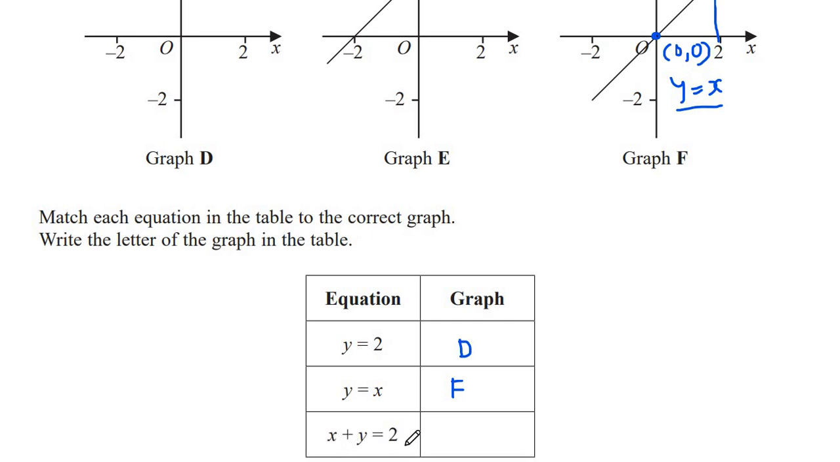Next, x plus y equal to 2. So we need to look for a graph where the x and y values added will give us 2.